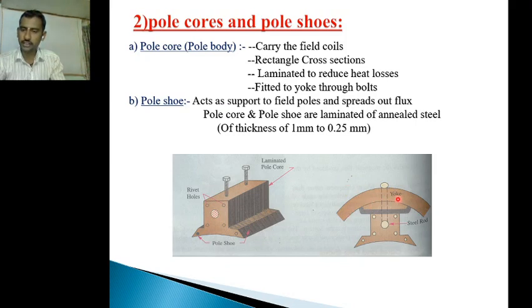So this one is the yoke, this one is the pole core, and this one is the pole shoe, and sometimes this will be fitted with rivet holes also. That means we can place a steel rod in that hole above the yoke, and then it will be fitted very strongly. You can use the bolts, and in addition to the bolts we can provide some steel rod also.